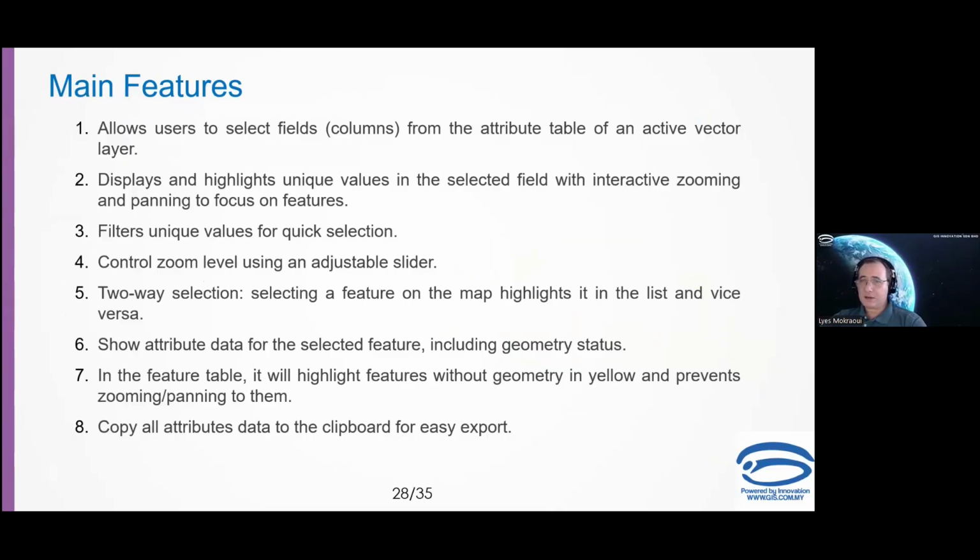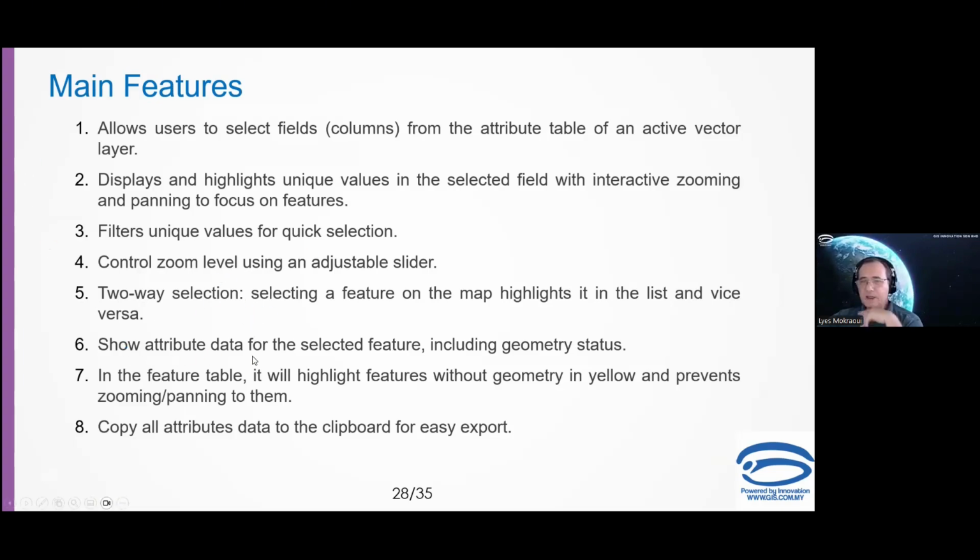It allows the user to select fields, select layers as well, display unique values inside the field, and then filter unique values for quick selection, and control the zoom level, for which we have a slider. And then we have a two-way selection, meaning that if we select from the interface, it will select on the QGIS map canvas. If we select from the map canvas, it will reflect back on the dialog box. So it's a two-way selection.